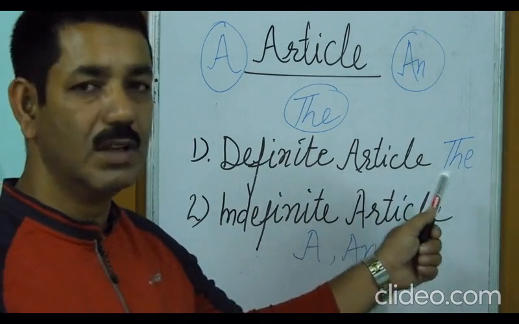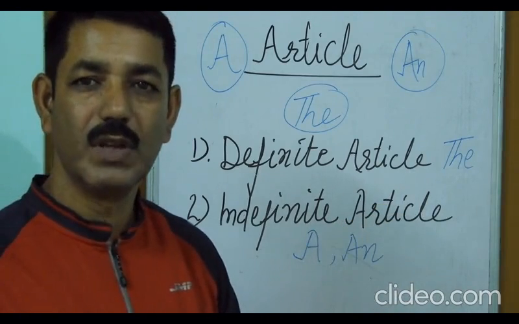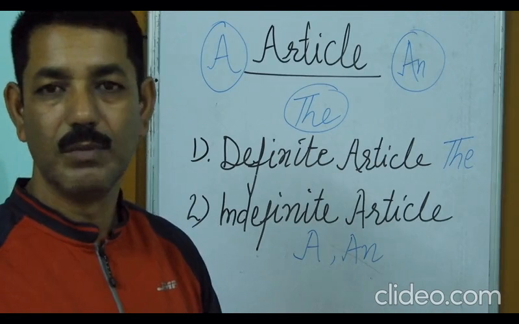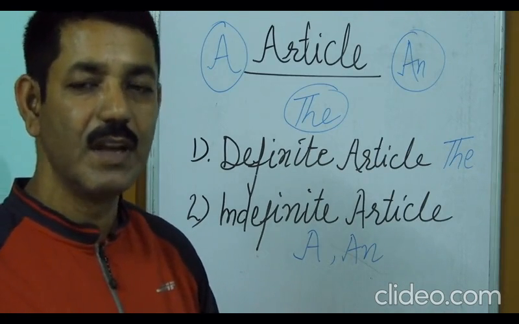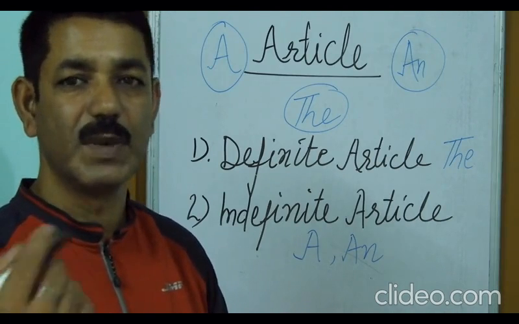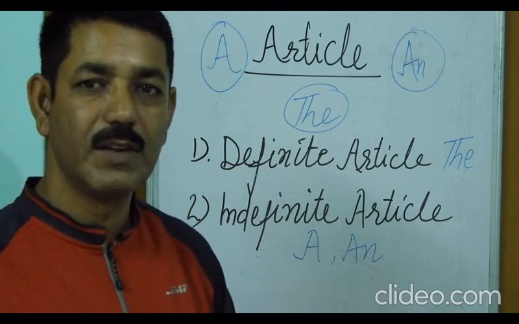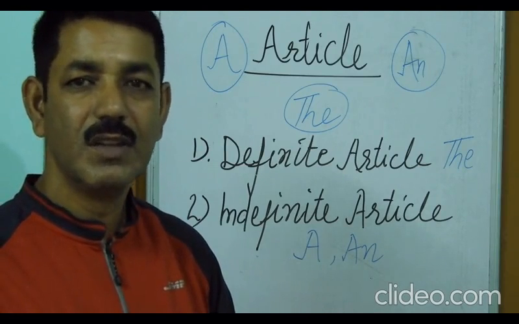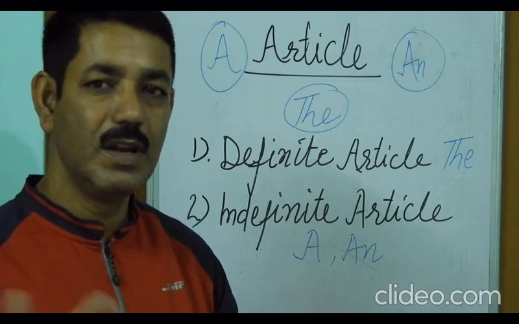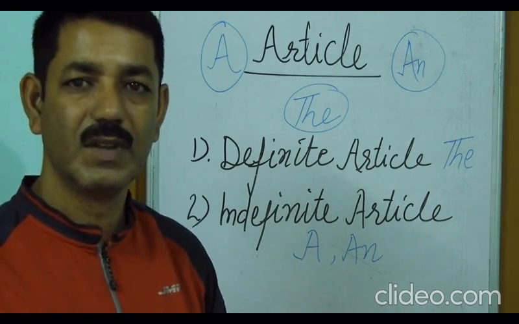When we use the, it tells us about a particular person or place. That means it specifies something. It tells about a specific thing or specific person. And when we talk about indefinite articles a and an, these are indefinite because they don't indicate a specific or particular person, place or thing.